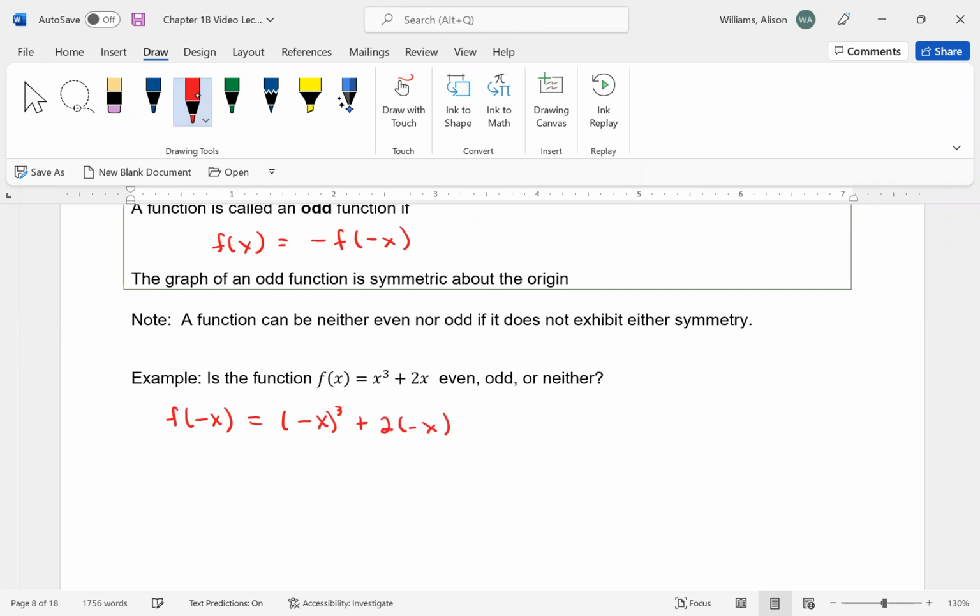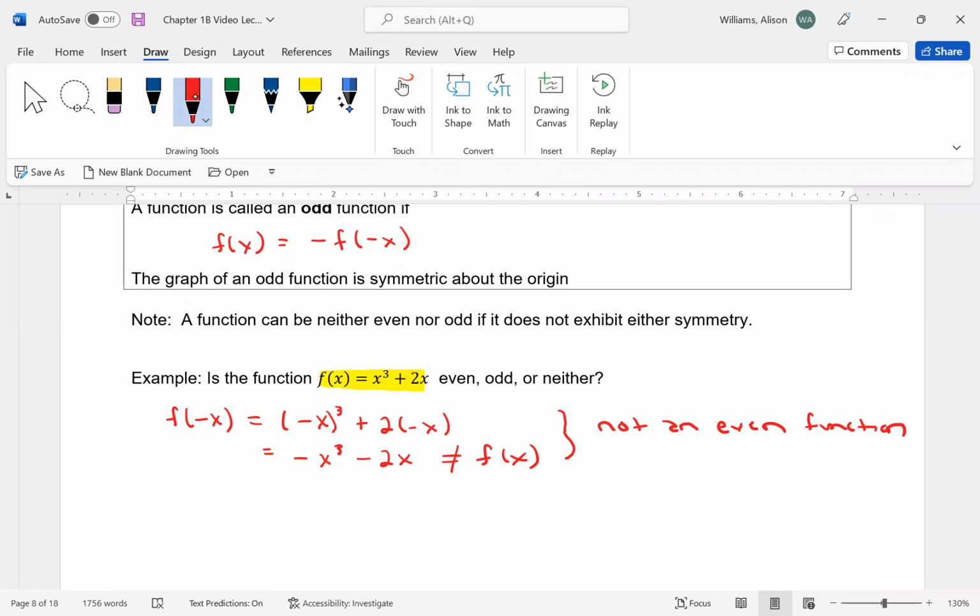Okay, so negative x cubed ends up looking like negative x times negative x times negative x, that comes out negative. So the negative doesn't go away. If I plug a negative in there, because it's 3 times, when I multiply a negative number times itself 3 times, it always comes out a negative. This comes out a negative 2x. Now this happens to not be the original function f of x. And because this doesn't equal the original function f of x, this thing is not even. So I've just proven it is not an even function.